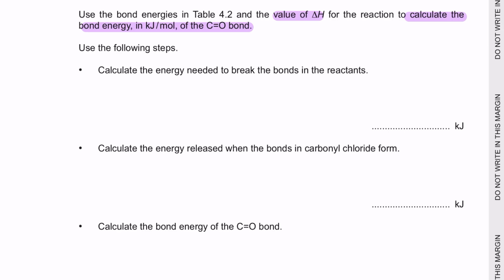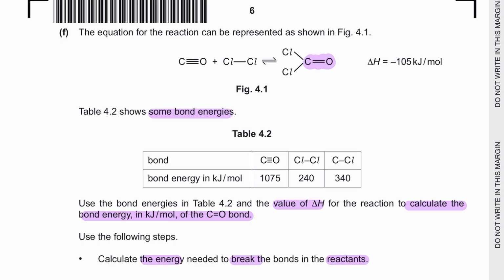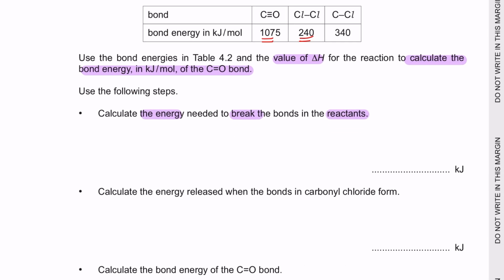Use the following steps. Calculate the energy needed to break the bonds in the reactants. In the reactants, we have one CO bond, which is 1075 kilojoules per mole, and we have one Cl-Cl bond, which is 240 kilojoules per mole. Before the arrow here are your reactants. So we will just add them together. So the energy is 1315. The units are given to us here.